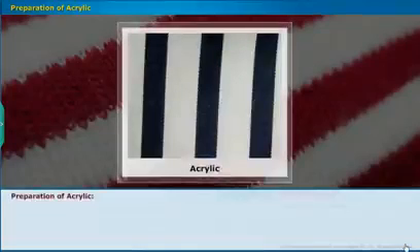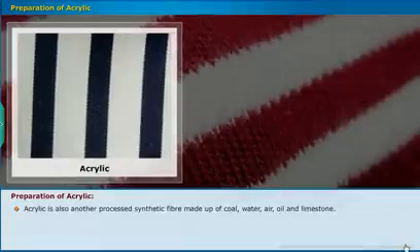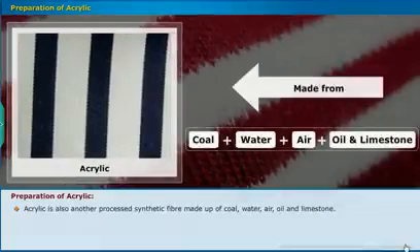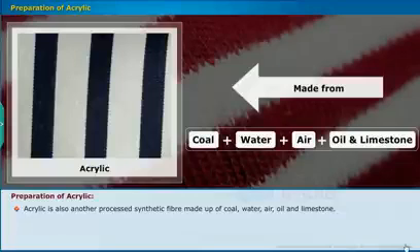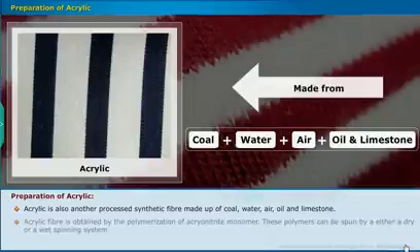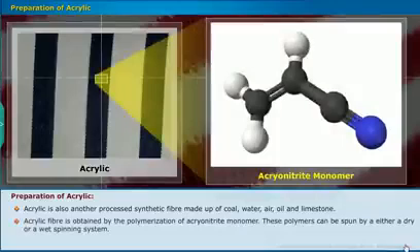Let us now discuss how acrylic is prepared. Acrylic is also another processed synthetic fiber made up of coal, water, air, oil and limestone. Acrylic fiber is obtained by the polymerization of acrylonitrile monomer. These polymers can be spun by either a dry or a wet spinning system.